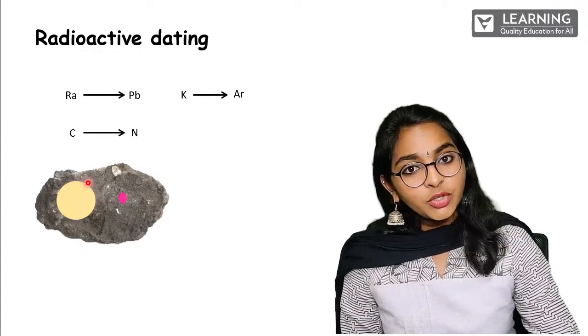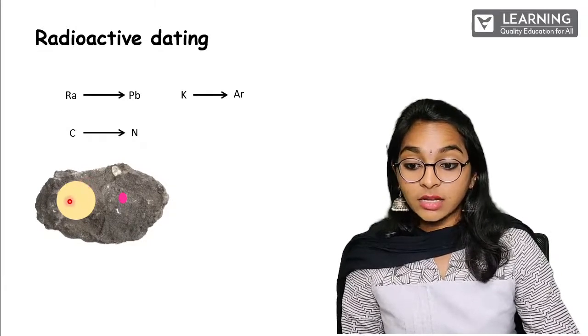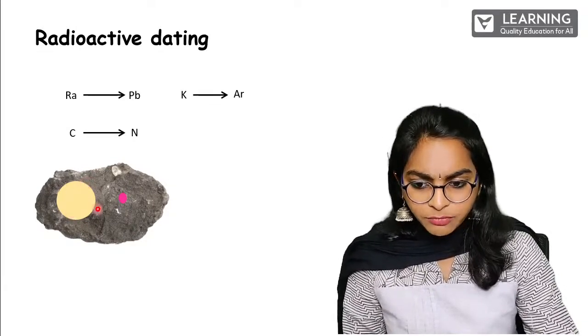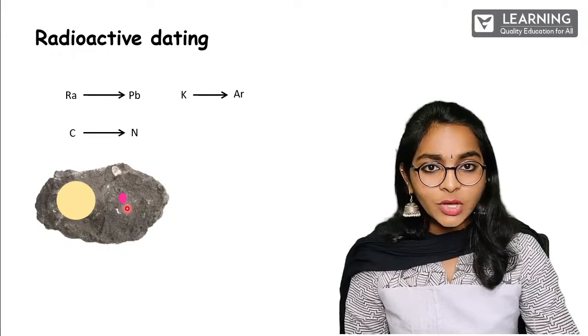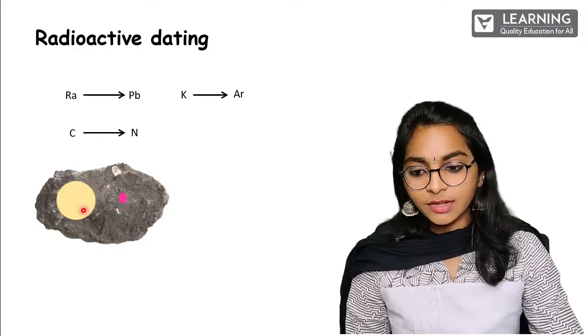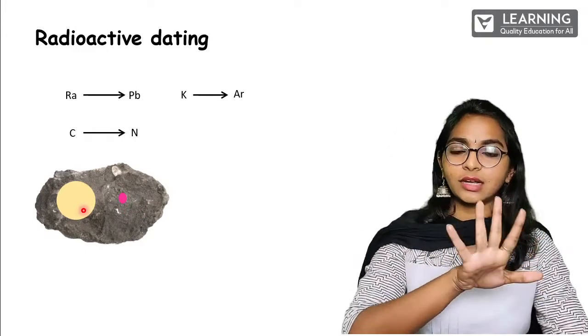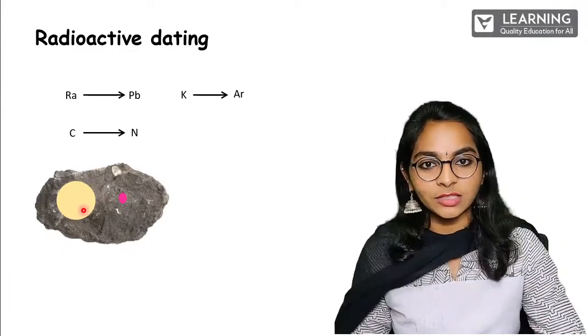This might be a new rock. Why? Because there is a lot of potassium and very little argon. So how will this argon come? There is no other way, only from potassium. Only if potassium gets converted into argon can argon be present in these rocks.